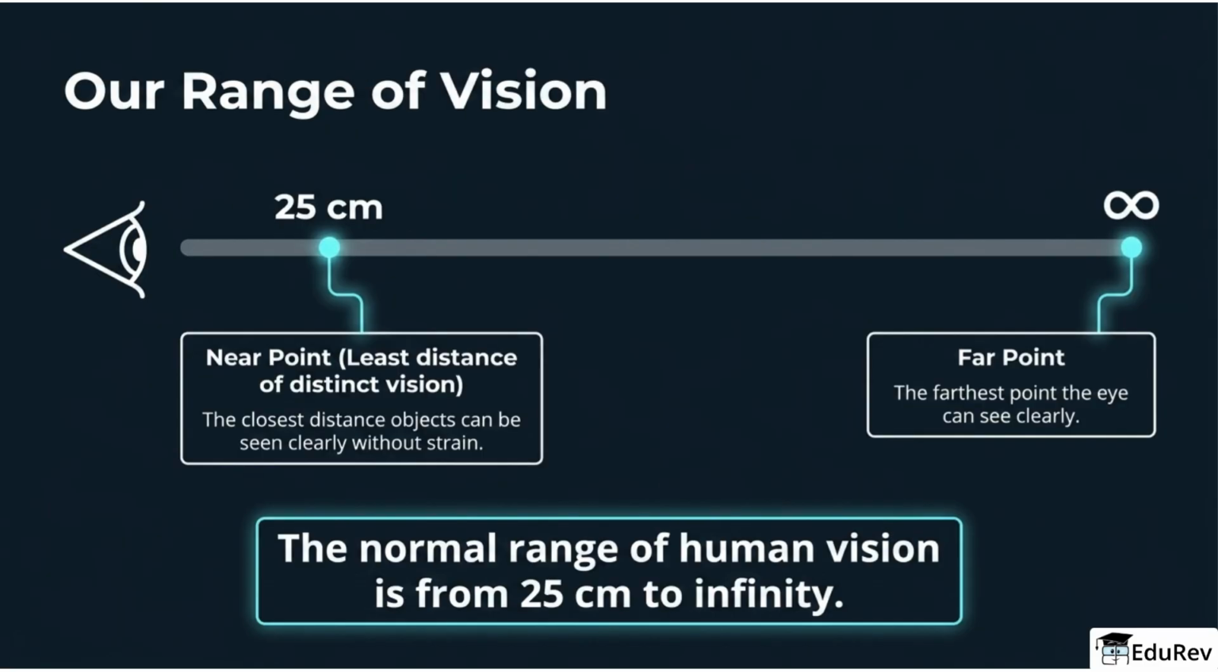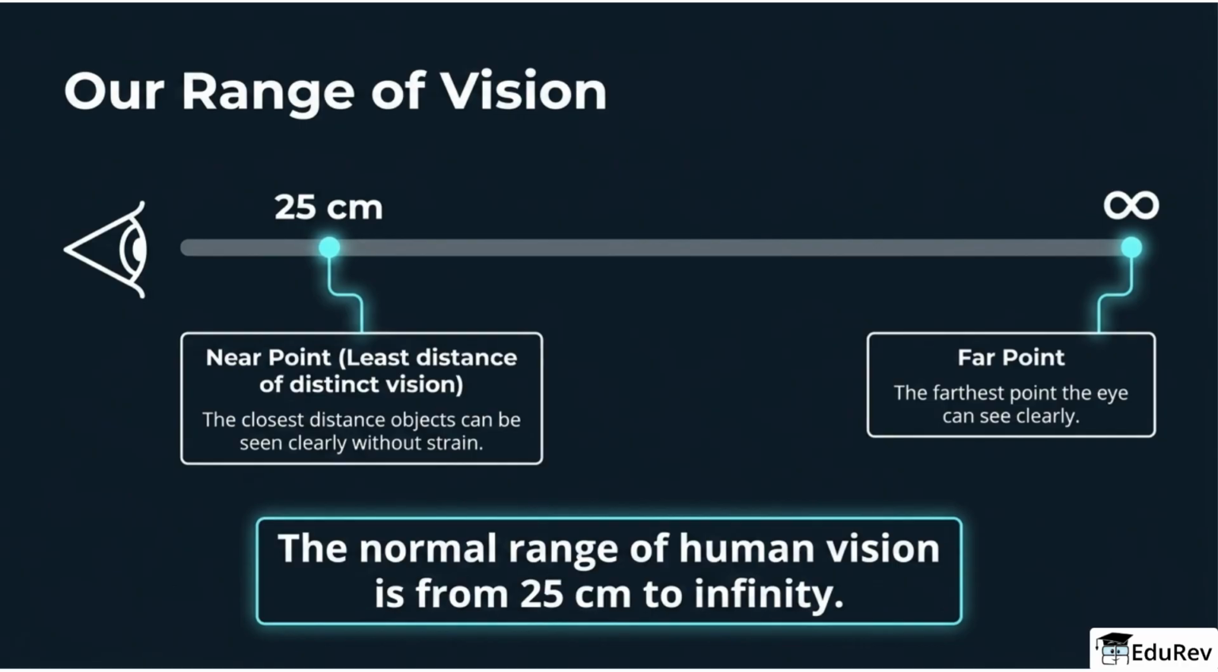The normal range of human vision goes from 25 centimeters out to infinity. The closest distance where objects can be seen clearly without strain is 25 centimeters, which is known as our near point or the least distance of distinct vision. On the other end, the farthest point the eye can see clearly is called the far point, which for a normal eye extends to infinity.